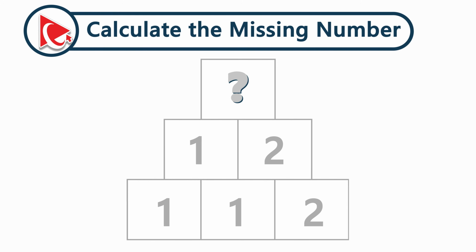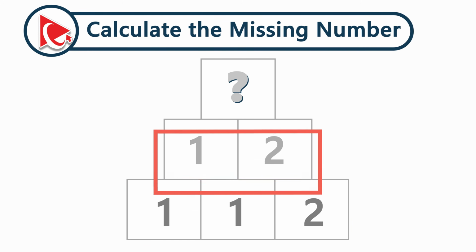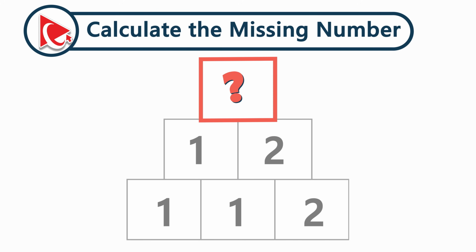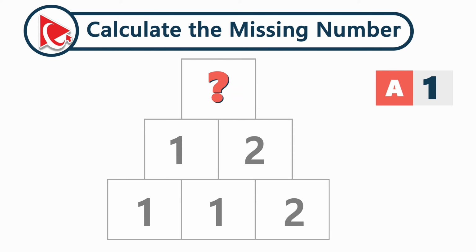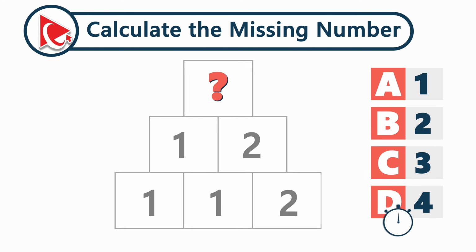Consider the following pyramid. The bottom row of the pyramid has numbers 1, 1, and 2. Middle row has numbers 1 and 2. And the top number in the pyramid is missing. You need to calculate the missing number and select your answer out of 4 possible choices. A, 1. B, 2. C, 3. Or D, 4. Can you try to solve it on your own and choose the right answer?